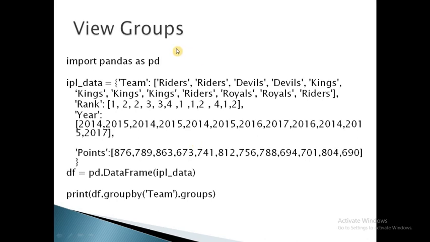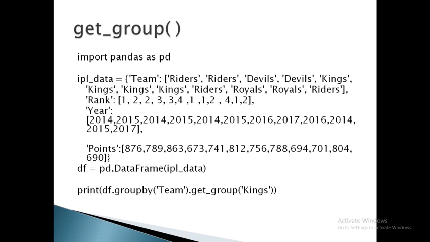So to view groups, we will write df.groupby('team') and then .groups. It will show the list of groups created. Now the next function we have in aggregation is get_group.